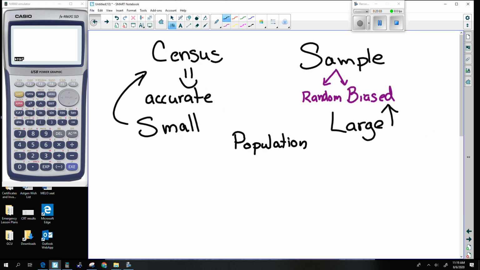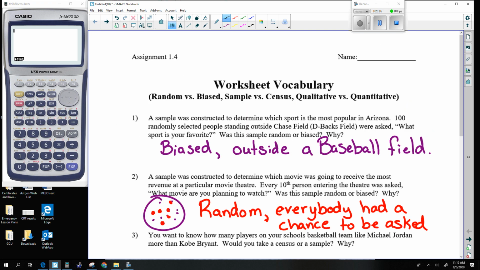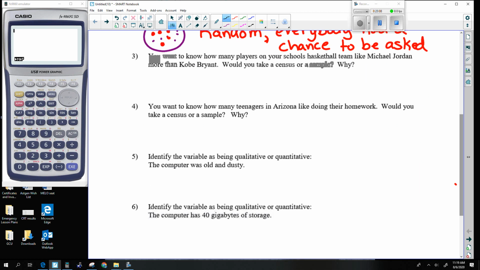Let's take a look here. Again, rest in peace, Cody. You want to know how many players on your school's basketball team like Michael Jordan more than Kobe Bryant. Would you take a census or a sample? Again, don't be distracted by the question. Focus on, who do you want to know about? You want to know about players on your school's basketball team. That is the population that you want to know about.